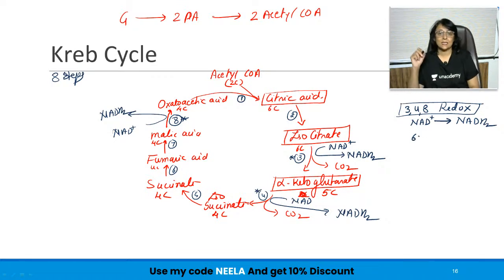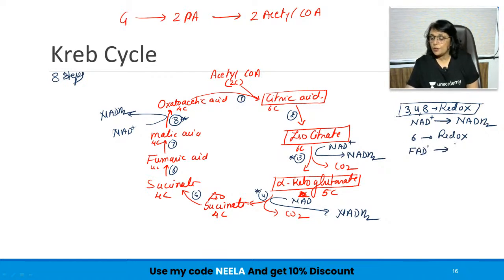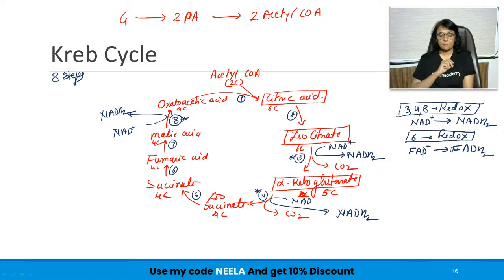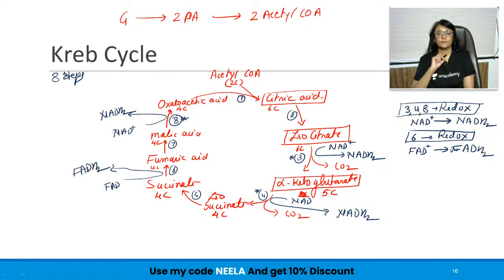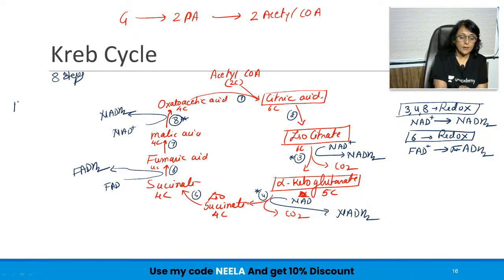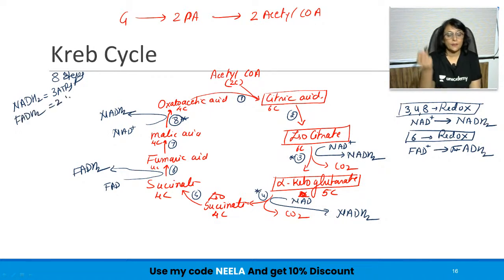Step number 6 or reaction number 6 is also redox, but here FAD gets reduced into FADH2. Which is step number 6? That is this one. So FAD is getting reduced into FADH2. What we have to remember is NADH2 is worth 3 ATPs and FADH2 is worth 2 ATPs.